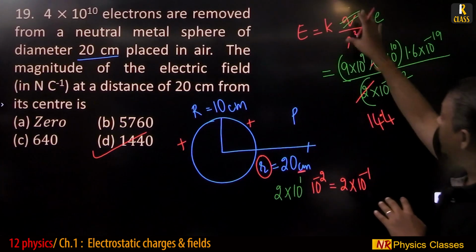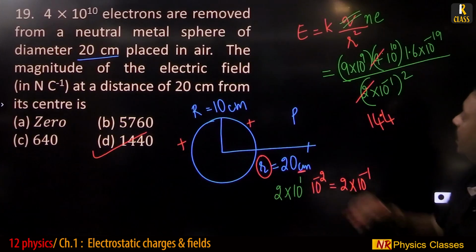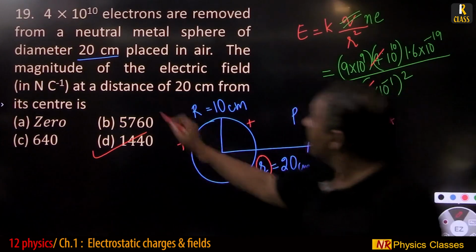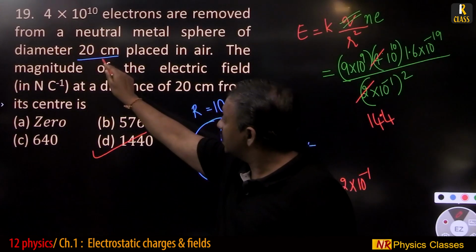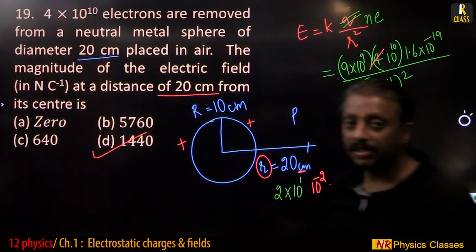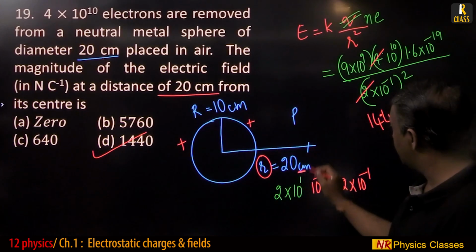So we are using quantization of charge, in place of Q, n into e, and then the electric field at a point outside the sphere. Diameter is given, diameter to radius. Radius is 10 centimeter. The point is at a distance of 20 centimeter, which means the point is outside the sphere. So that's why this expression.